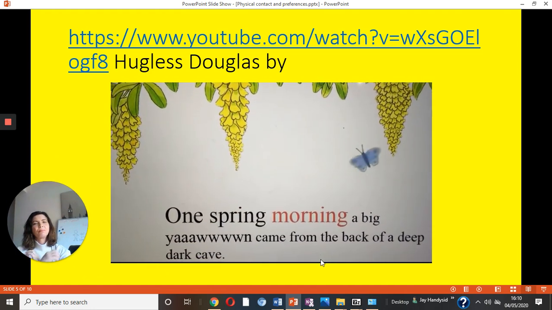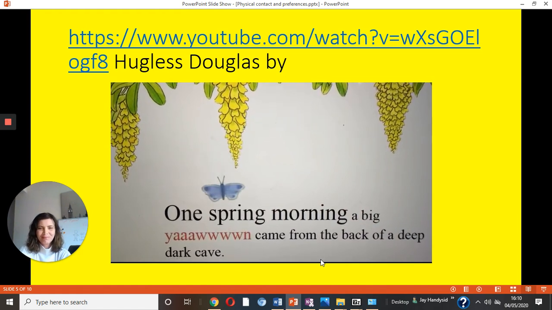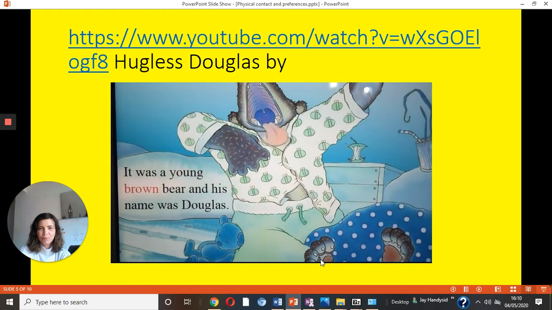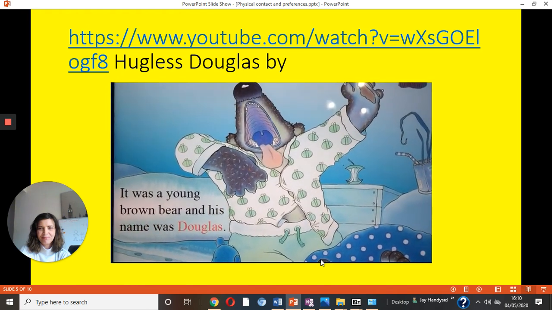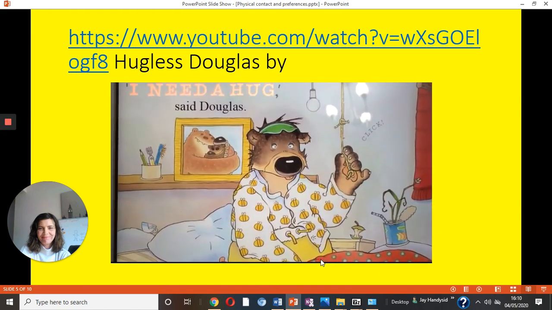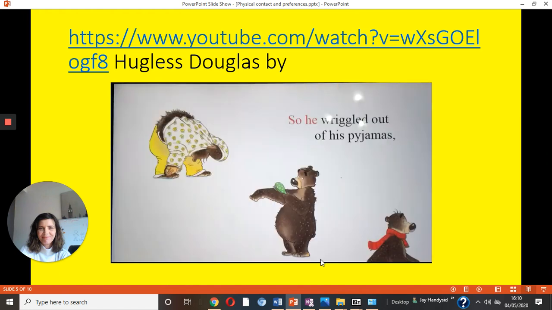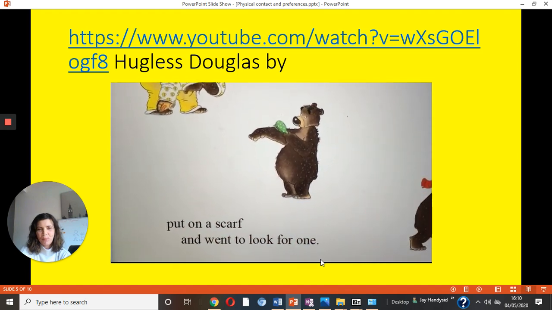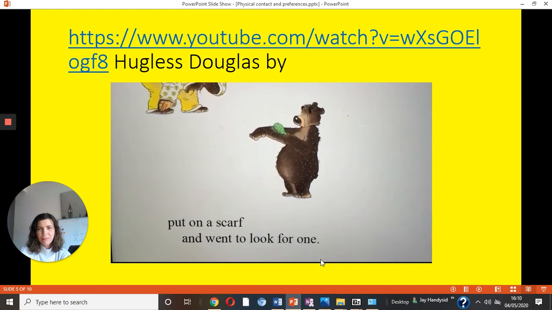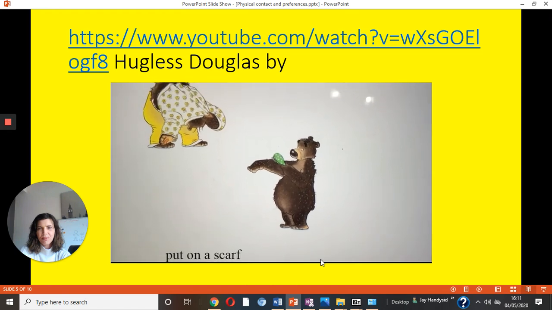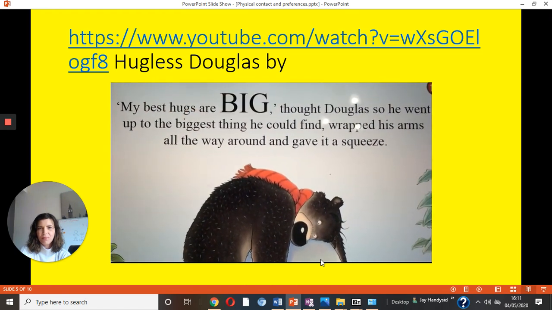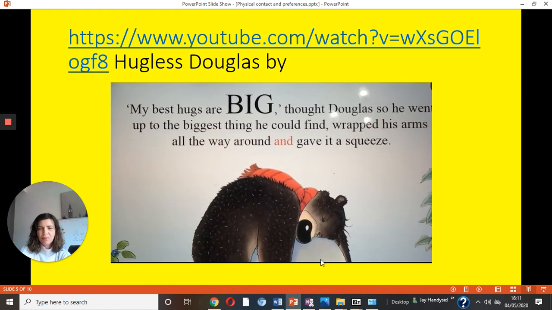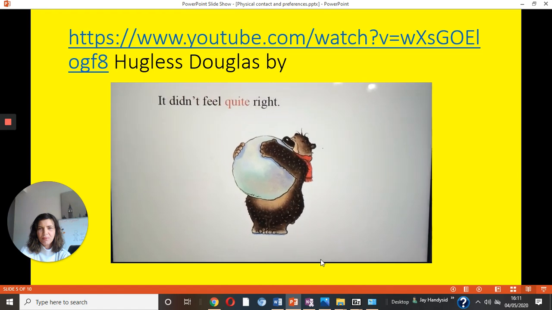One spring morning, a big yawn came from the back of a deep, dark cave. There was a young brown bear, and his name was Douglas. I need a hug, said Douglas. So he wriggled out of his pajamas, brushed his hair, put on a scarf, and went to look for one. My best hugs are big, thought Douglas. So he went up to the biggest thing he could find, wrapped his arms all the way around, and gave it a squeeze. It didn't feel quite right.